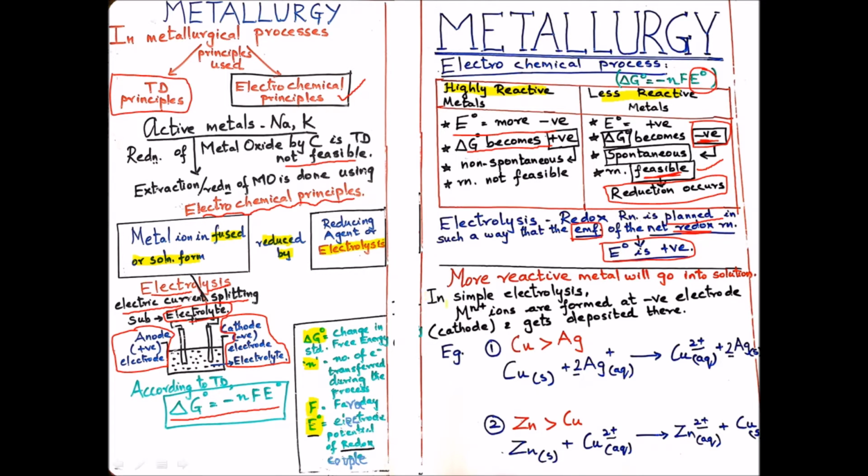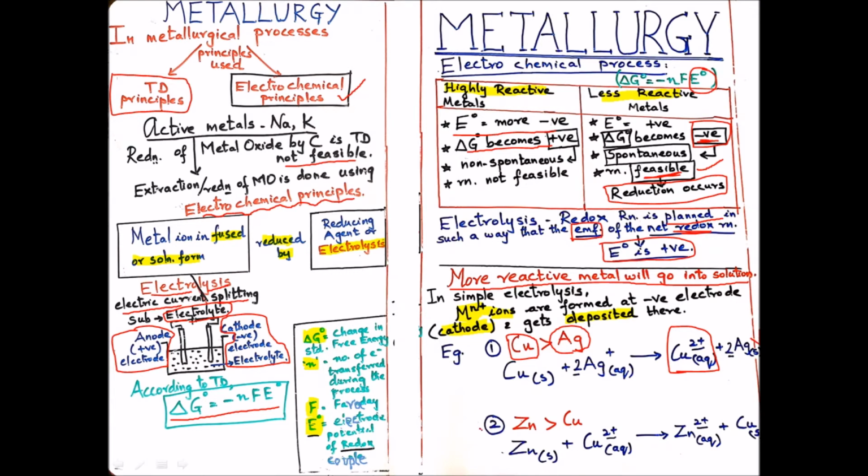In simple electrolysis, at the anode, M n+ ions are formed which get deposited at the negative electrode, that is the cathode. Generally remember that more reactive metals will go into solution. So, when a more reactive metal such as copper is added to a solution of a less reactive metal such as Ag+, the more reactive metal copper will go into solution and silver gets precipitated.